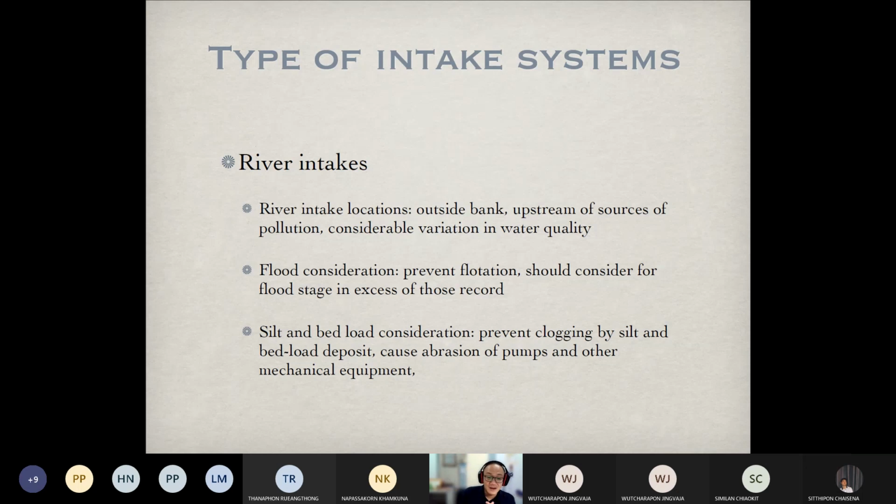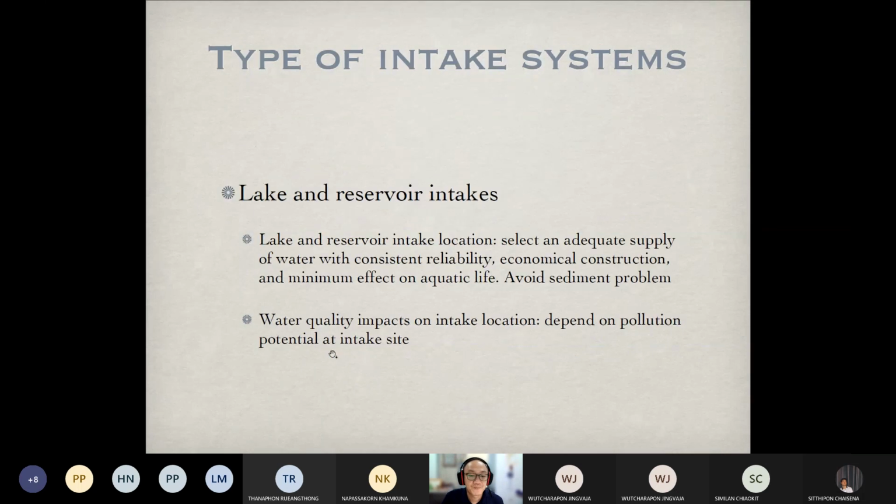If it gets into the system, it will affect the moving equipment, especially pumps and some other mechanical equipment. It may cause abrasion, and for long-term abrasion, our pumps and other moving equipment may be damaged. So this we have to consider.